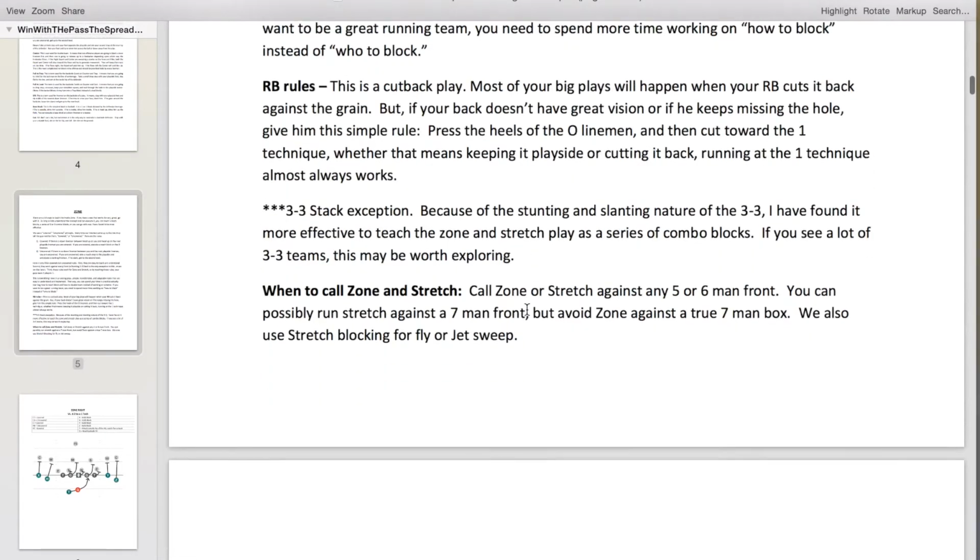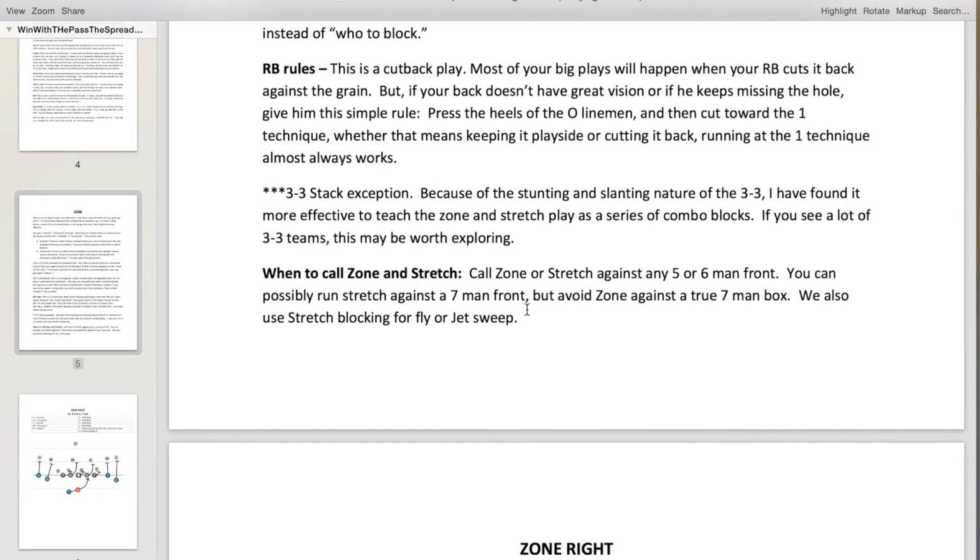Talk about the running back. Okay. This is a cutback play. So as you're going to see on the cut-ups, most of our big plays in zone happen when the running back cuts it back against the grain. If your back doesn't have great vision or he keeps missing the hole, you can give him a simple rule. Press the heels of the O-lineman, then cut toward the 1 technique.